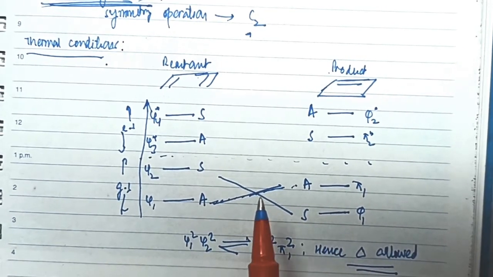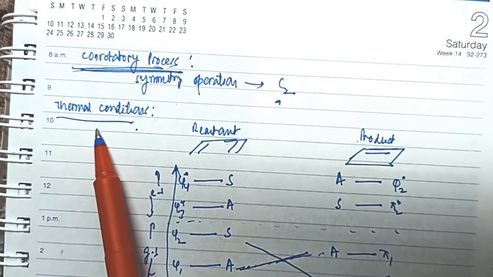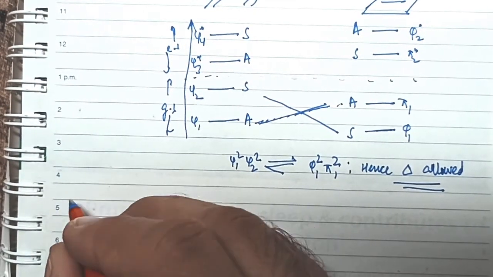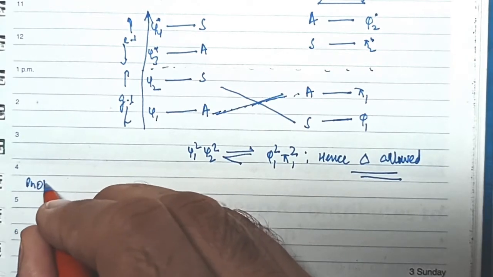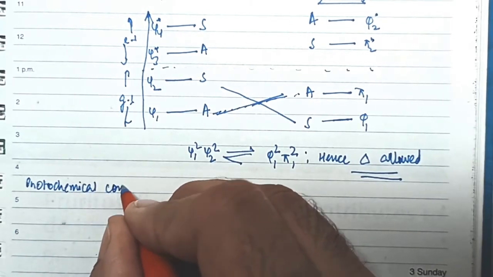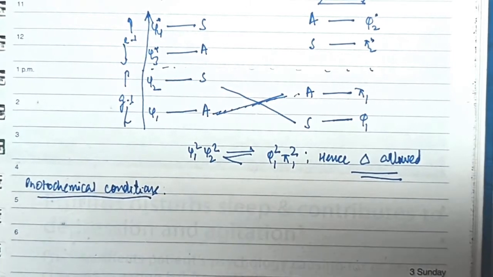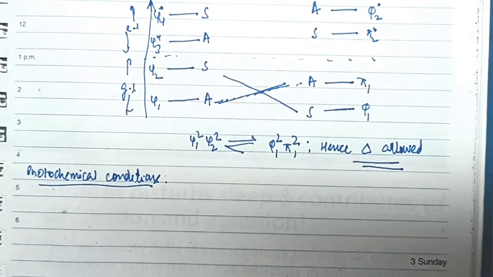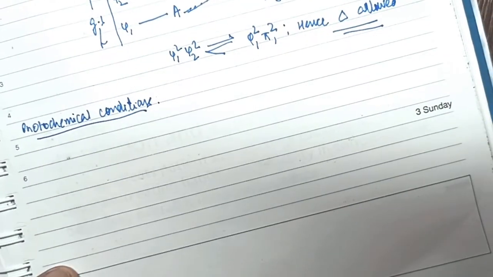Right? Which process? Conrotatory process. Under which reaction conditions? Thermal reaction conditions. Now let's check the same process under photochemical conditions. While doing photochemical conditions, my orbital correlation diagram would look similar only. It will not be looking different.